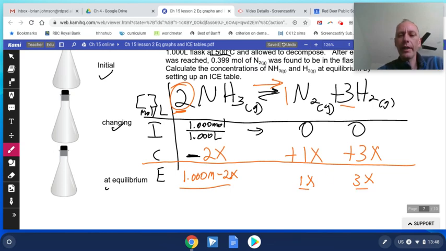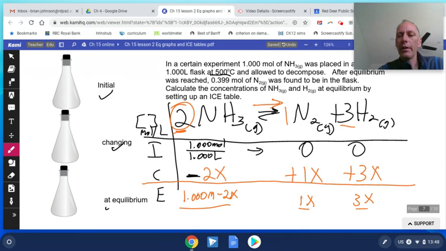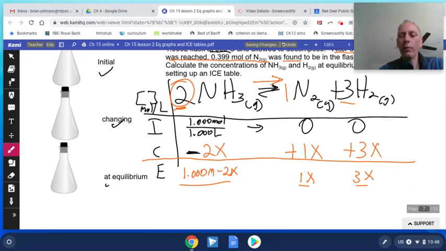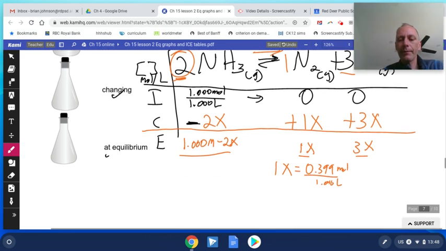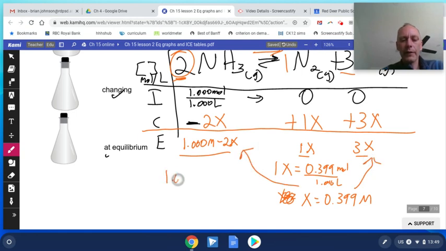Now there's got to be a way to find x. Let's go back and look at this. After equilibrium was reached, 0.399 moles of nitrogen was found in the flask. Okay, so 1x is 0.399 moles in a 1 liter flask. Okay, so we have x. X is 0.399 molar. So now we can substitute it into there, and we can substitute into there.